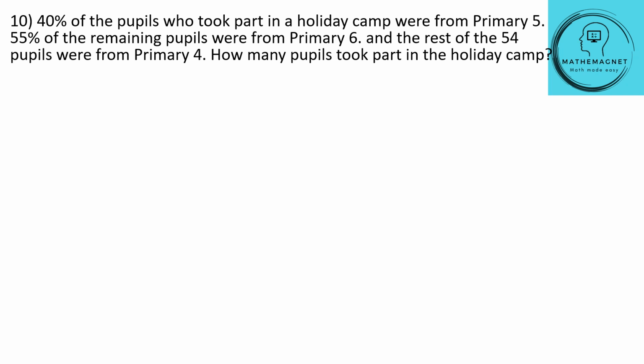Let's look at question number 10. 40% of the pupils who took part in a holiday camp were from primary 5, 55% of the remaining pupils were from primary 6, and the rest of the 54 pupils were from primary 4. How many pupils took part in the holiday camp? So over here we understand there's a holiday camp and students from primary 4, 5 and 6 are participating in it. And of all the students, 40% are from primary 5, and from the remaining students, that is the remaining includes primary 6 and 4, 55% of them belong to primary 6 and the remaining 54 students are from primary 4. So let's see how the bar model looks like.